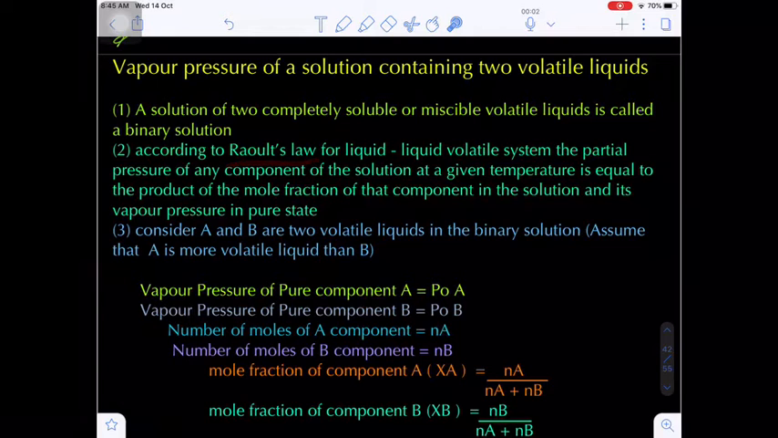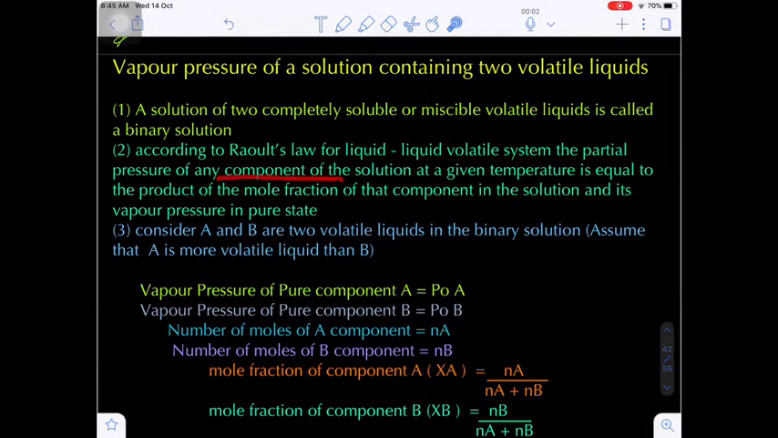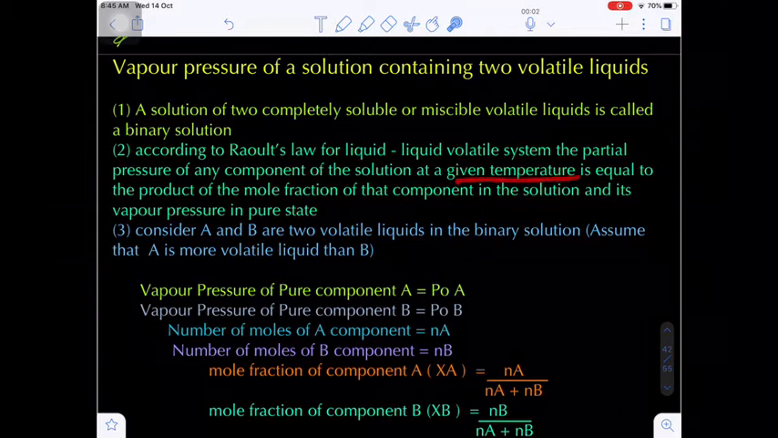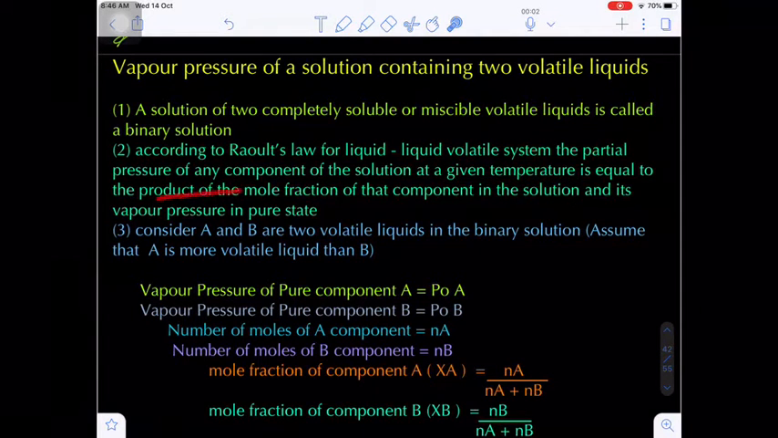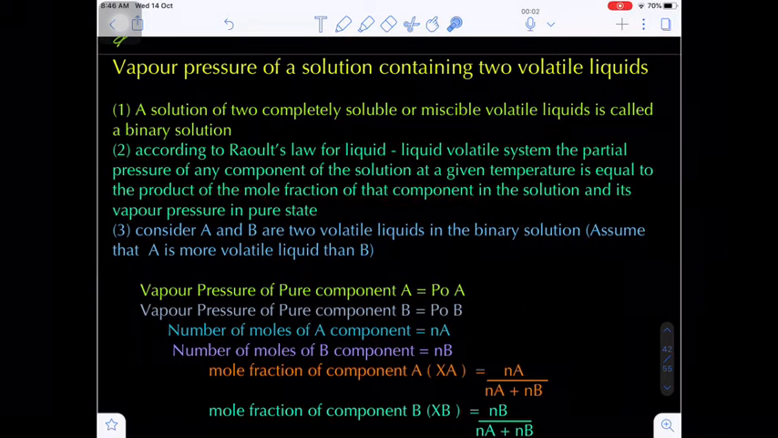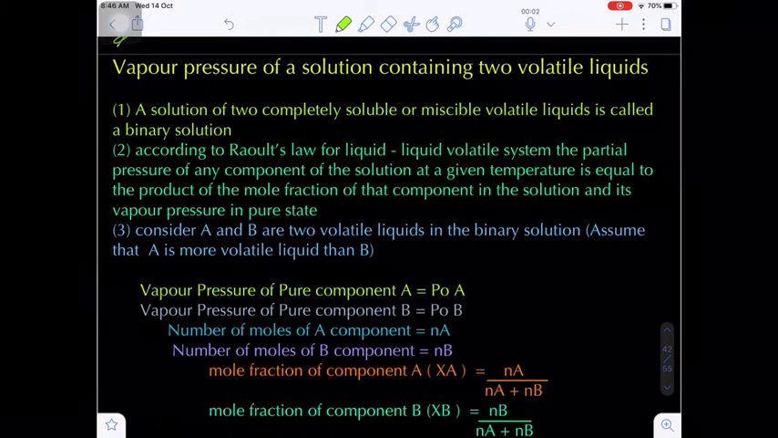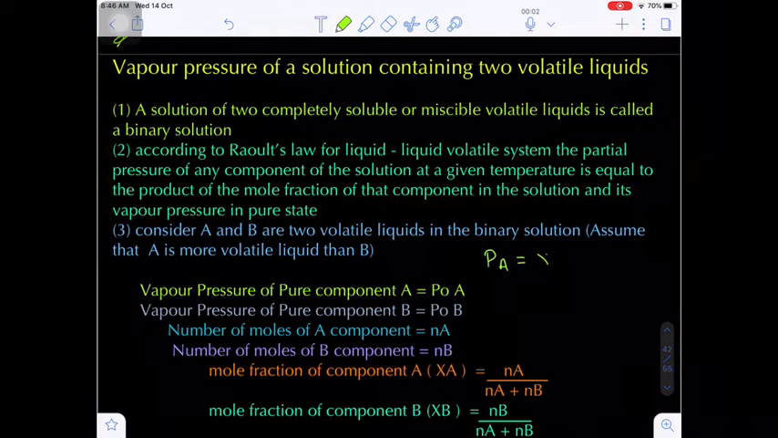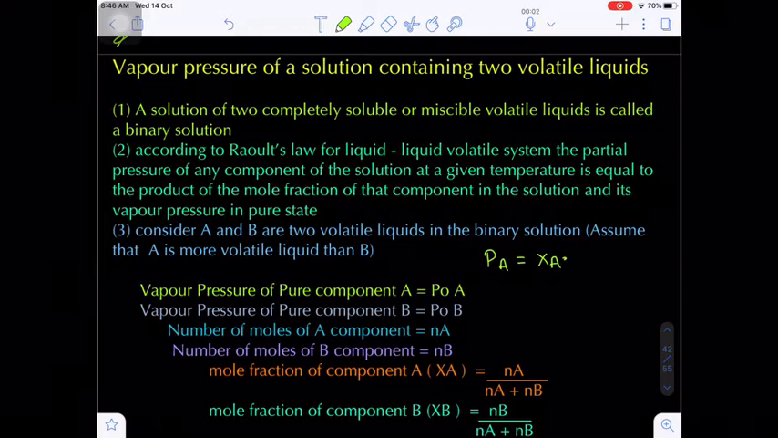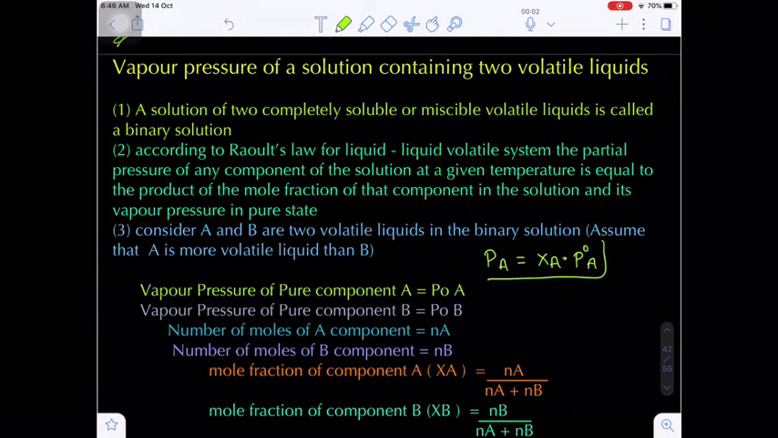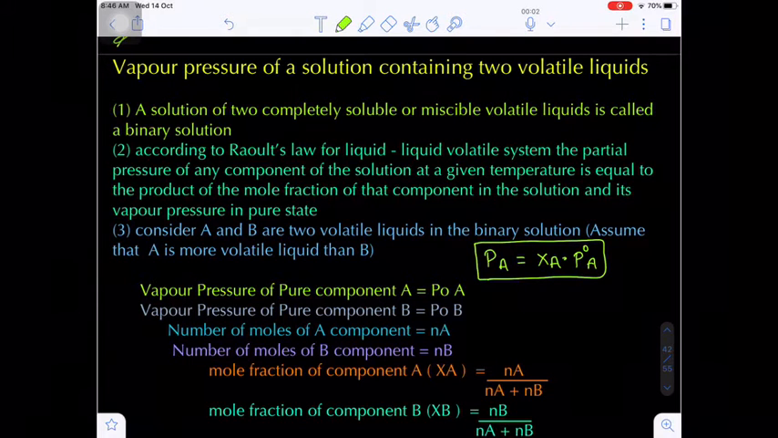Now, according to Raoult's law, in a liquid type of volatile system, the partial pressure of any component of a solution at a given temperature will be equal to the product of the mole fraction of that component in the solution and its vapor pressure in the pure state. That means the partial pressure of any component, let's suppose component A, will be equal to the mole fraction of that component in the solution multiplied by its vapor pressure in the pure form. Are you getting my point?